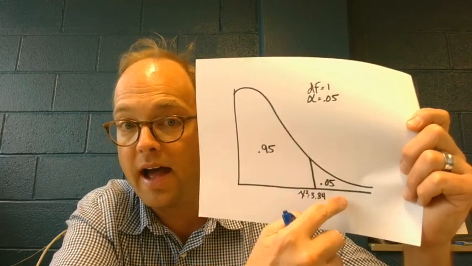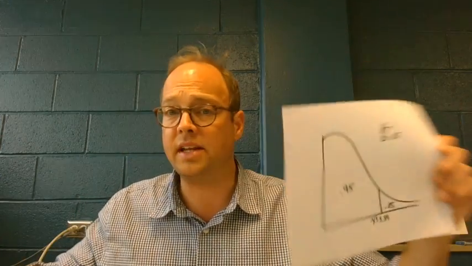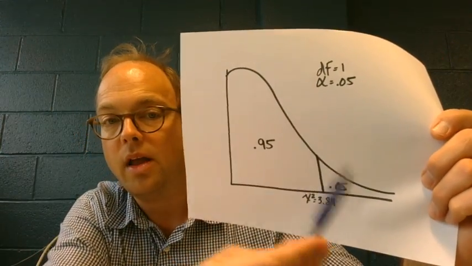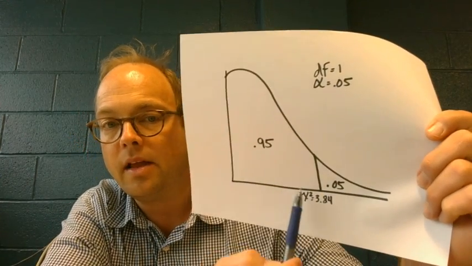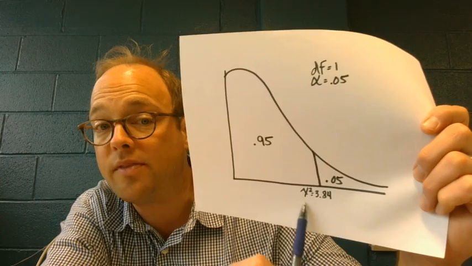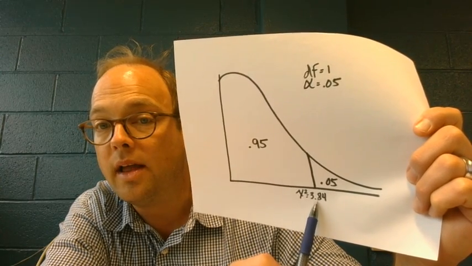The alpha level is 0.05. And then I consulted the chi-square probability distribution right here. 1 degree of freedom at the 0.05 level, 3.84. And that's what I put, excuse me, on this drawing. 3.84. Testing the hypothesis at the 0.05 level, 1 degree of freedom, tabled chi-square value of 3.84.